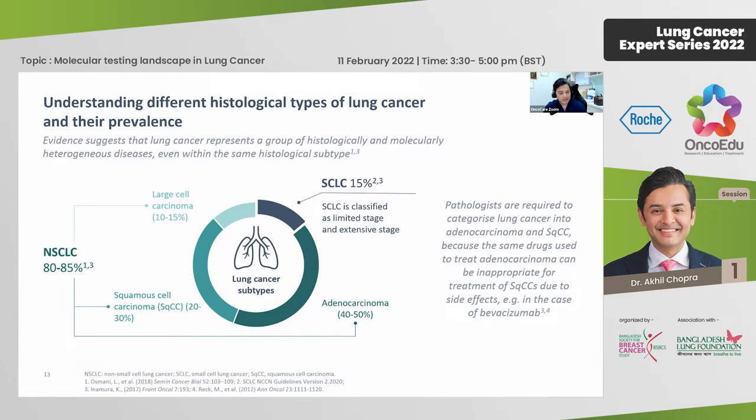85% of all lung cancer comes under non-small cell lung cancer, within which there are more groups such as large cell, squamous cell, and adenocarcinoma. Adenocarcinoma continues to be the most common subtype of non-small cell lung cancer. Small cell lung cancer, which is a very aggressive disease, very intimately associated with a history of smoking, fortunately accounts for only 15% of all lung cancers. But this talk today will primarily focus on non-small cell lung cancer.